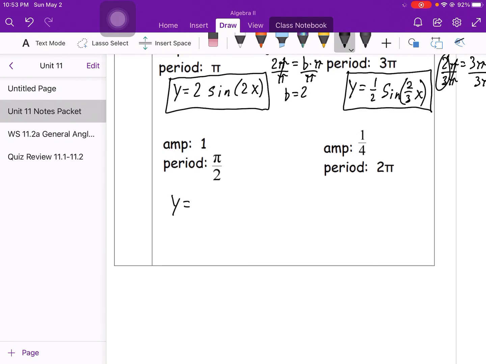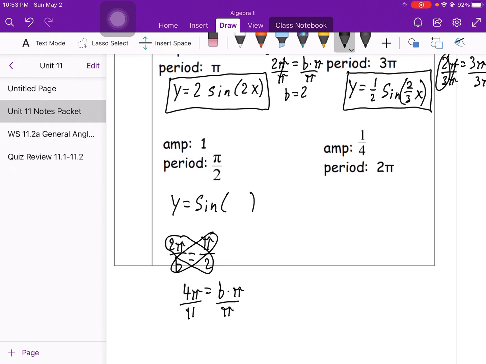Next one, y equals 1 in front of that, so we can just write sine, leave some space because we've got to solve for this one. So pi over 2 is equal to 2 pi divided by b. Whenever you have one like this, a fraction equal to a fraction, you can actually just cross multiply. So you would get 4 pi equals b times pi, divide by pi. This one ends up being a little bit nicer. It's just b equals 4, so it would be 4x.